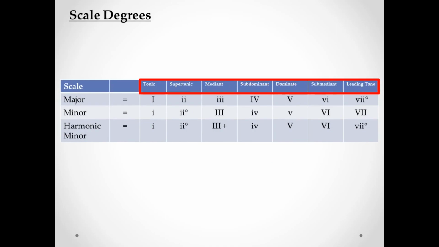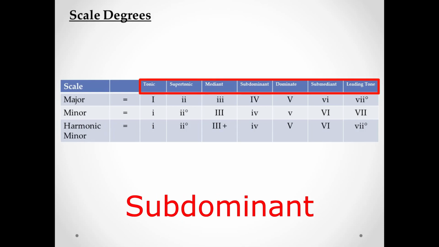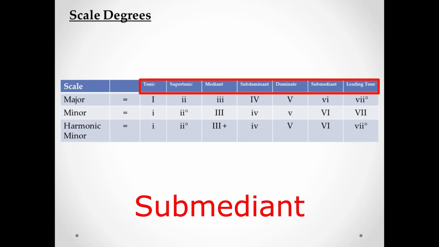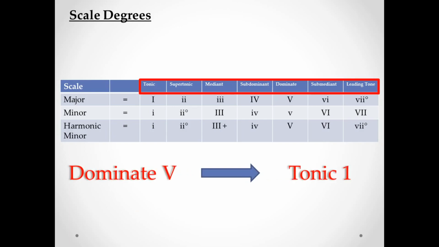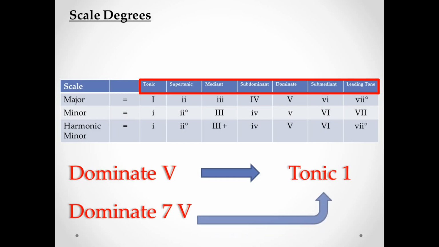First off, let's review the scale degrees real quick. They are the tonic, the supertonic, the mediant, subdominant, dominant, submediant, and the leading tone. We learned previously that the dominant resolves very well to the tonic. Well, we can also make our dominant chord a 7 chord, and that's called a dominant 7 chord. And that resolves really well to the tonic. Here's an example.